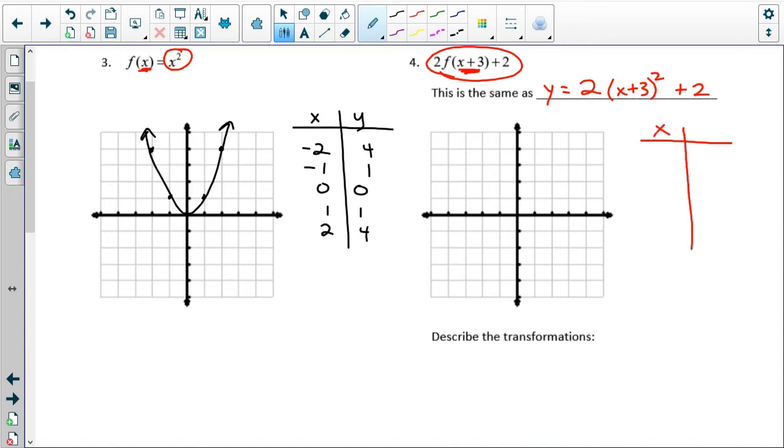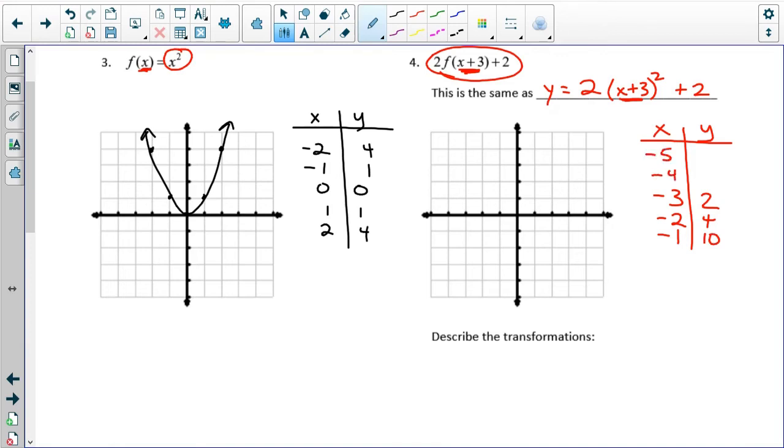So if I plot points, I'm going to do a little bit of trickeration right now to make sure that things go smoothly. If I put -3 in, that becomes 0. 0 squared is 0, times 2 is also 0, plus 2 gives me 2. If I substitute in -2, I get 1 squared times 2 plus 2, so I get 4. If I substitute in -1, I get -1 plus 3 is 2. 2 squared is 4. 4 times 2 is 8. And then when I add 2, I get 10.